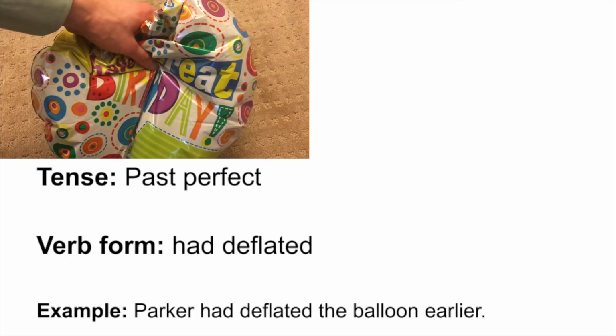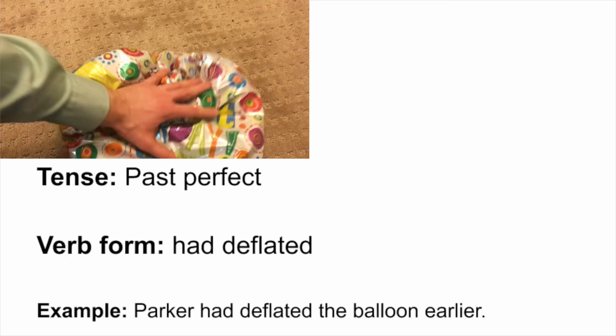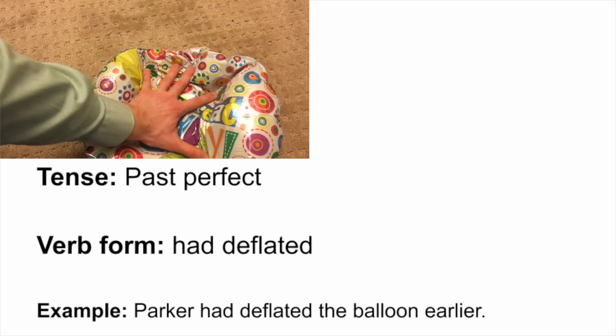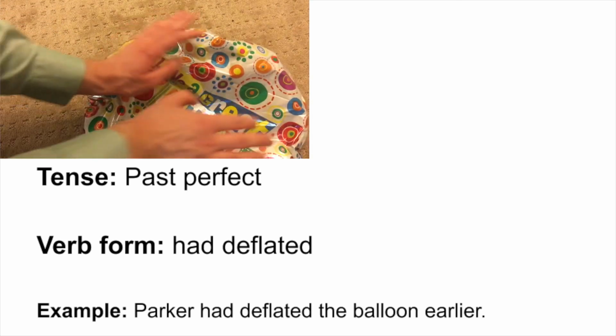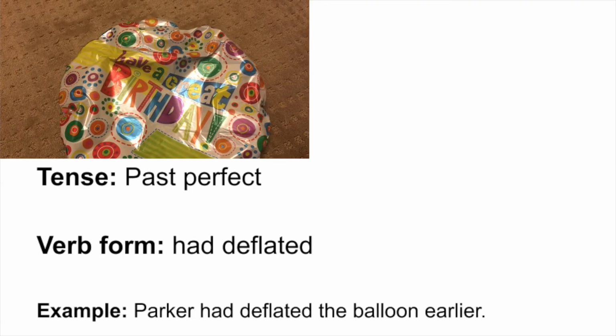Finally, to show that I deflated the balloon before a specific time in the past, we'd use the past perfect tense by putting the word had in front of deflated, which would give us had deflated. For example, Parker had deflated the balloon earlier.